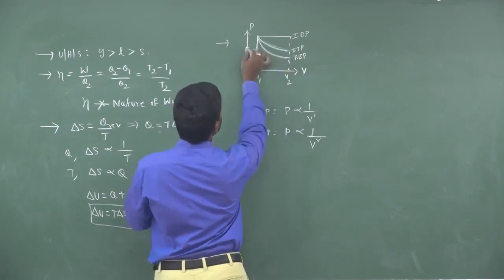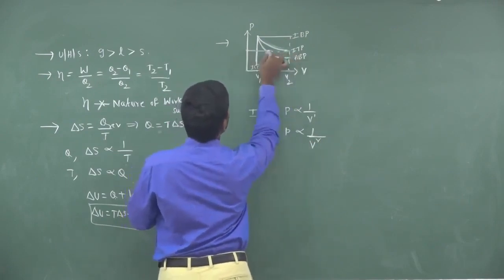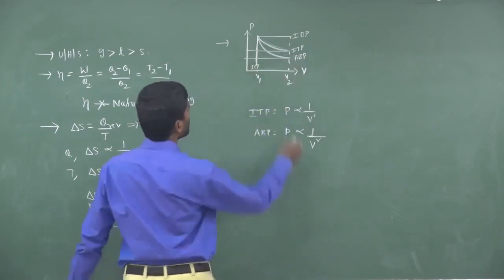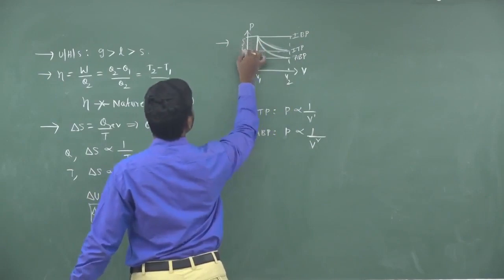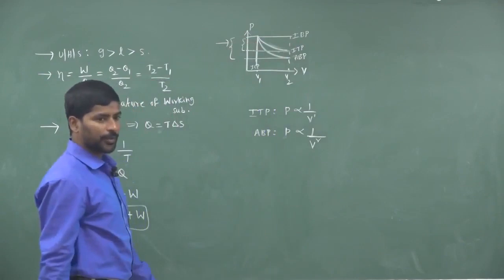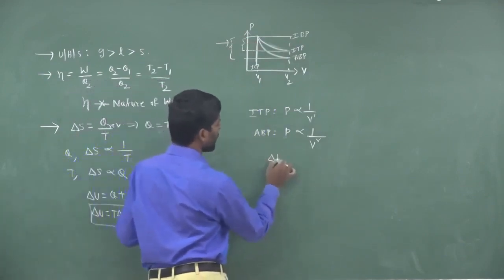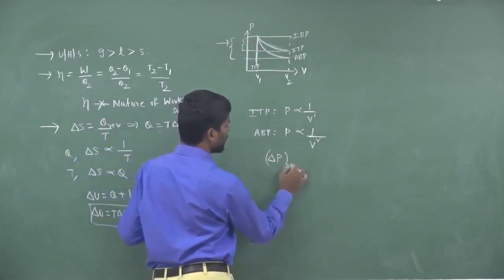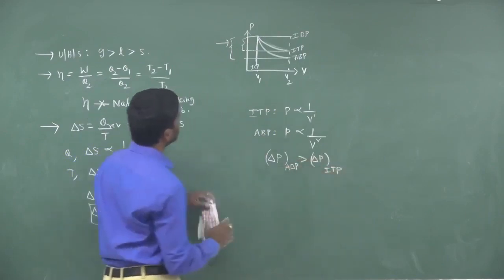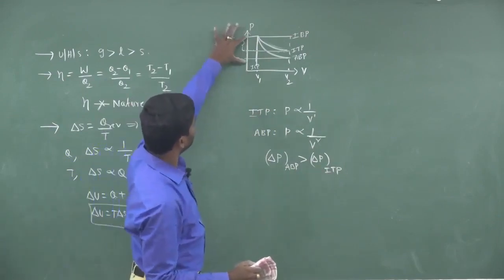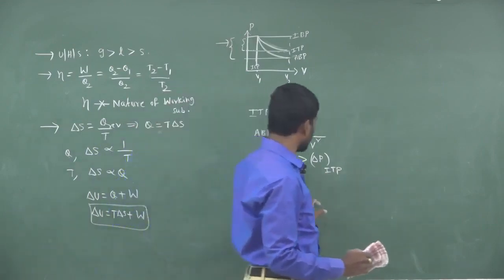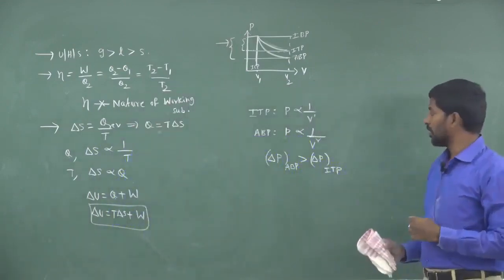So see here, this is the pressure we get after expansion for the isothermal process, and this is the pressure we get for the adiabatic process. This is the initial pressure. This is the change in pressure for the isothermal process, and this is the change in pressure for the adiabatic process. So for a given volume change, the change in pressure for the adiabatic process is more compared to the isothermal process.